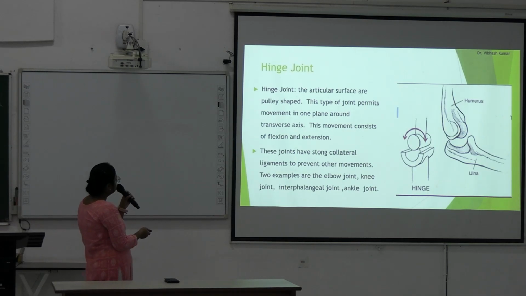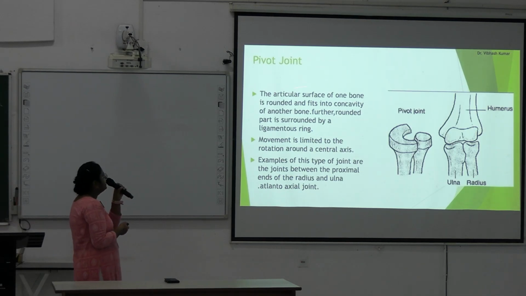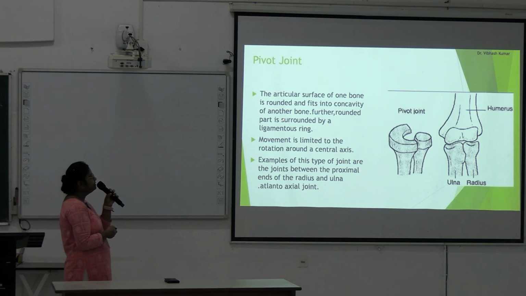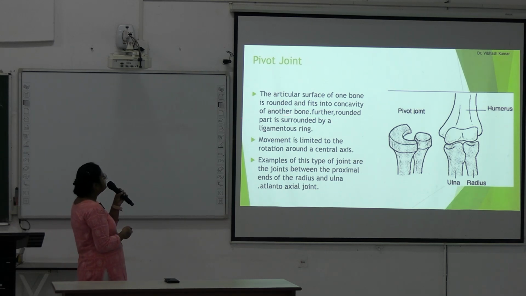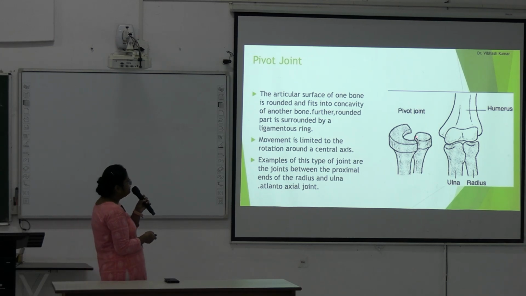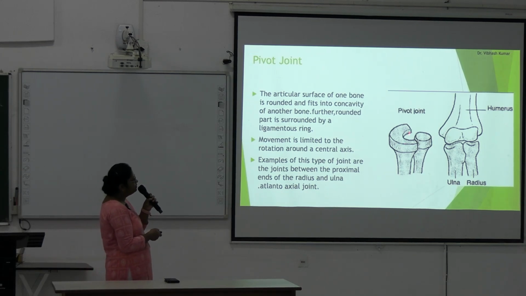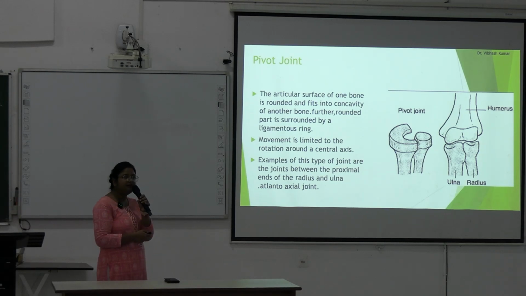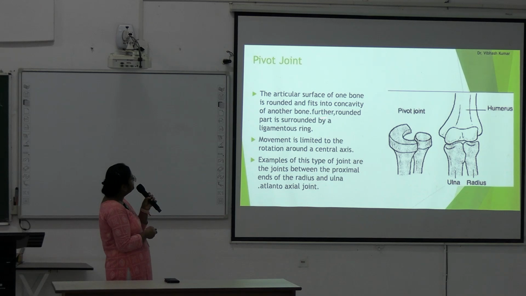Next we go to the pivot joint. The articular surface of one bone is rounded and fits into the concavity of another bone. See, this is occurring between radius and ulna. The head of the radius is rounded at its periphery, and it articulates with the radial notch at the upper end of the ulna. Radius and ulna articulating like this is one example of pivot joint.